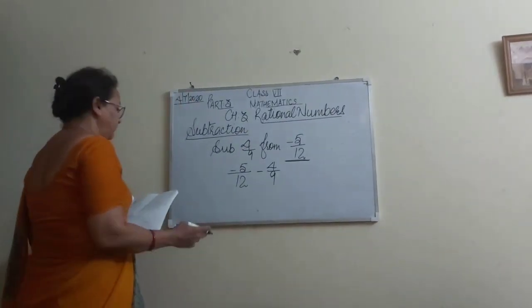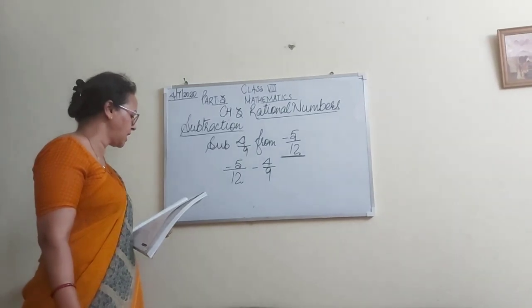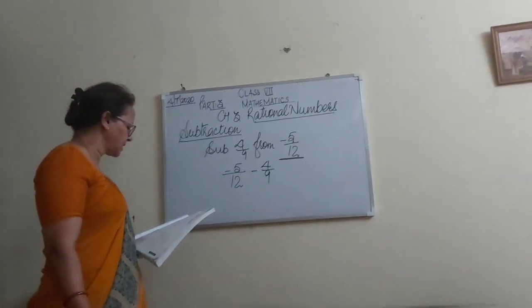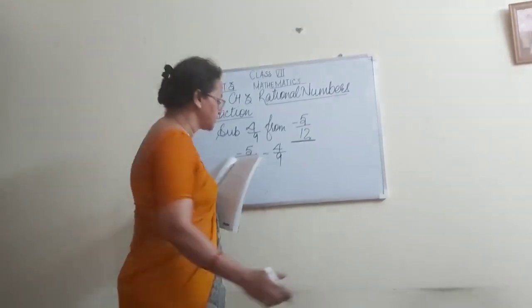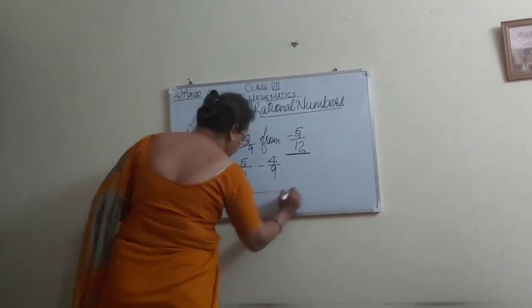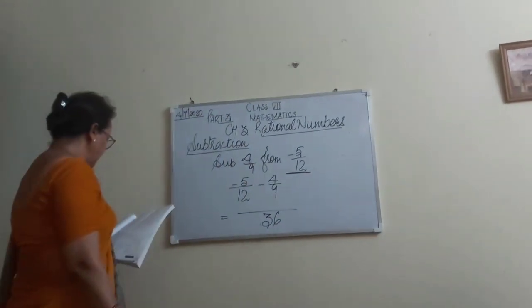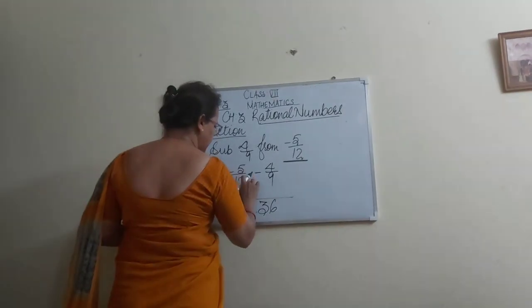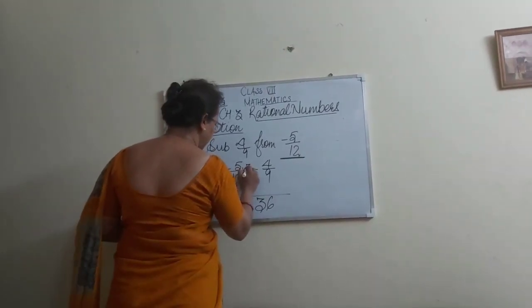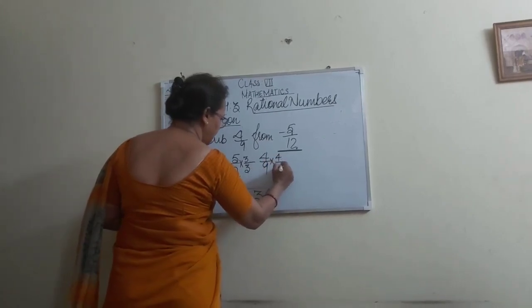Now, we have to take out the LCM of 12 and 9. What will be the LCM of 12 and 9? 12 3s are 36 and 9 4s are 36. So LCM will be 36. When we have taken out the LCM, which is 36, multiply 3 by 3, multiply 4 by 4. That's right.